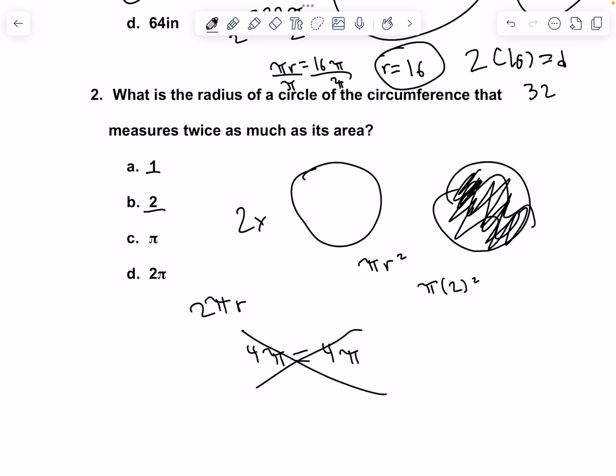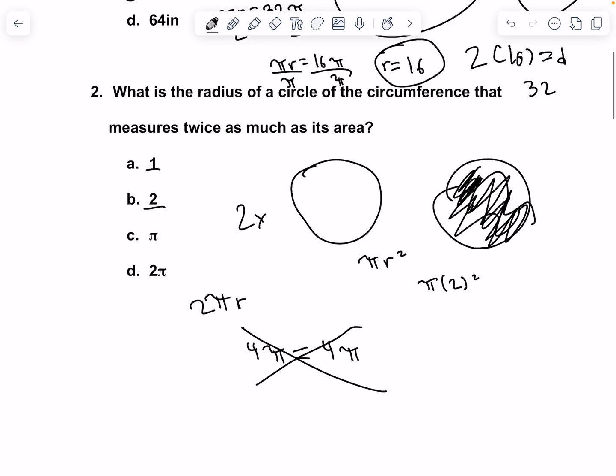Let's try number 1. 2 pi r would just be 2 pi. However, pi r squared would give us pi. So that means the circle's circumference is twice as much as the area. So the answer would be A.